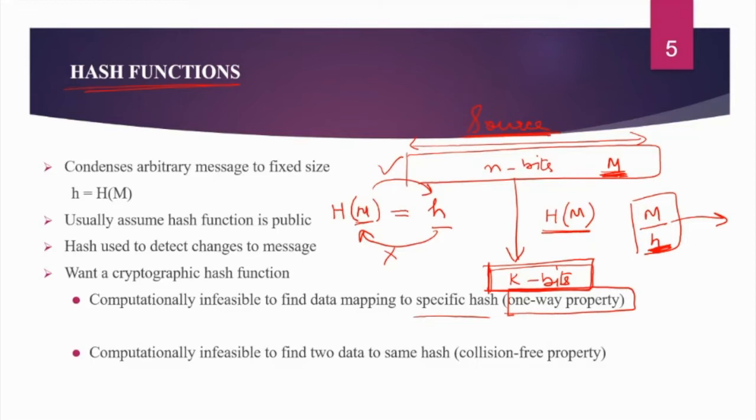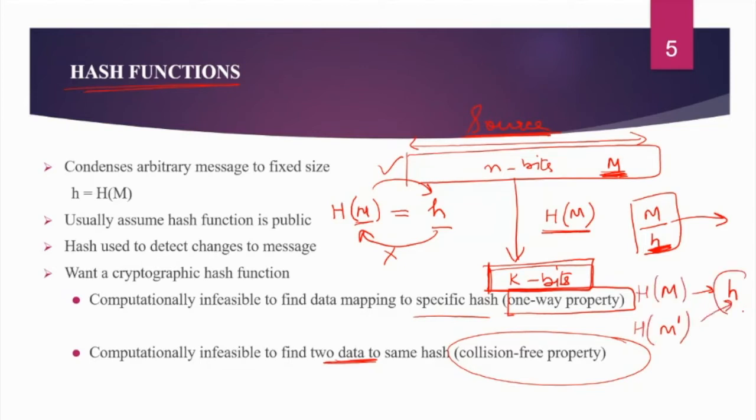The second property says it is computationally infeasible to find two data with the same hash. This is called the collision free property. So suppose I have a message and I apply a hash function on this and get an h value. If there is an intruder who would like to make changes in the message, it is very difficult to find another message m dash which has the same hash value. Two messages giving the same hash value is known as a collision, right?